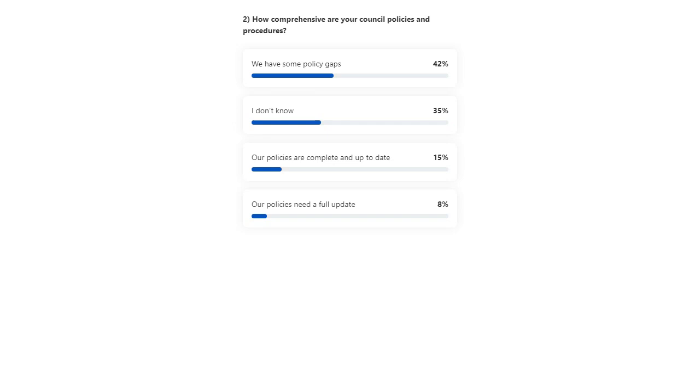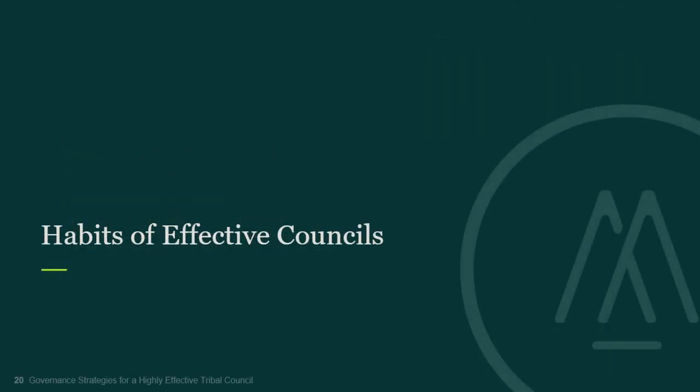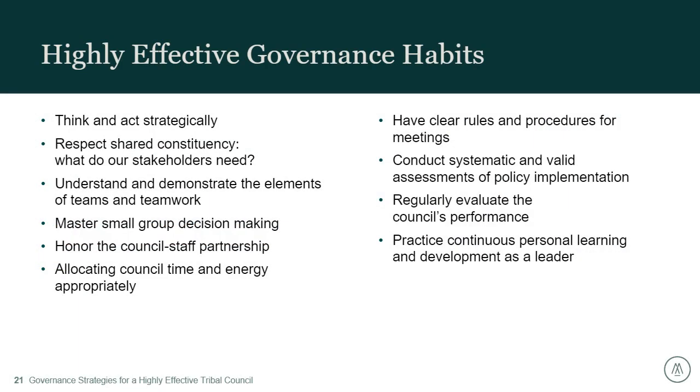So I'm going to talk about how tribal councils can be effective and what those behaviors are, and a lot about the council staff partnership. There are a number of governance habits listed on this slide. I talked a lot in the first section around how to be strategic and the importance of a strategy mindset when we have elected officials.